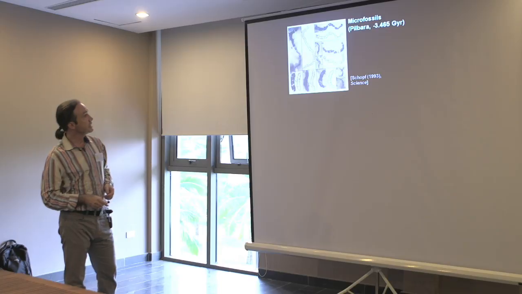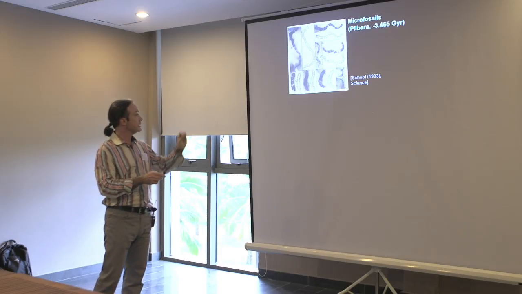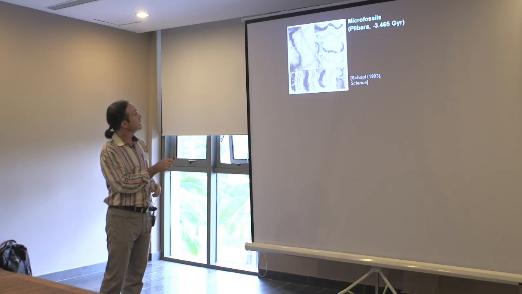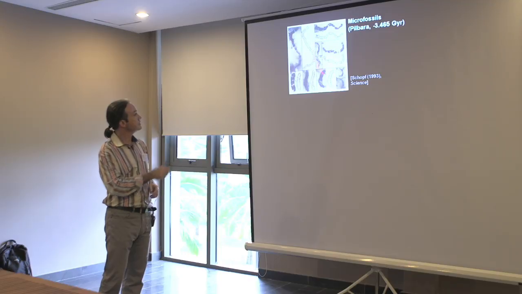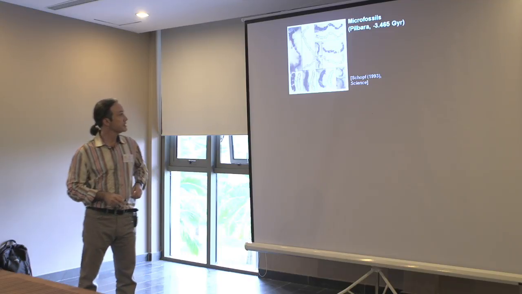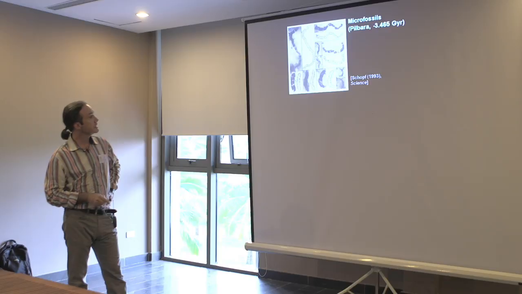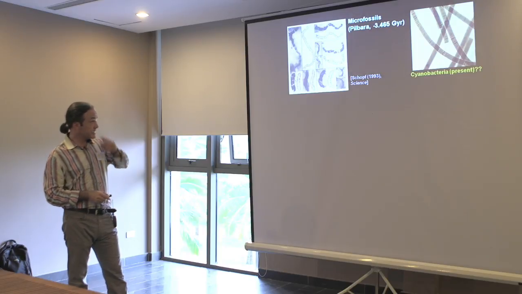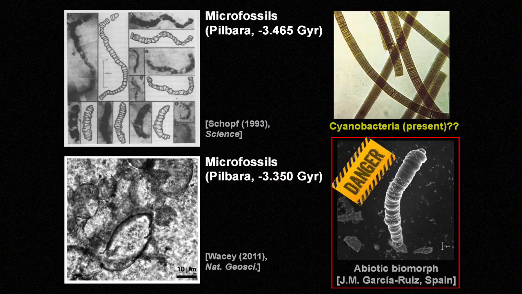We have also microfossils. Individual cells could be distinguished here. This is the famous Schopf paper in Science. They claim that this morphology could correspond to cyanobacteria. It's not clear at all because it's only morphological evidence. And we have also these very nice fossils from Wacey et al.